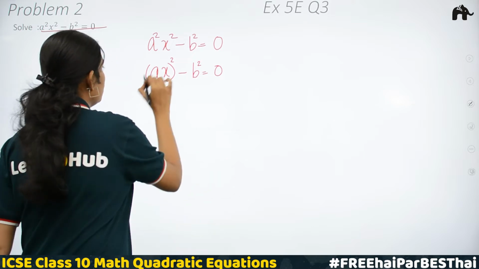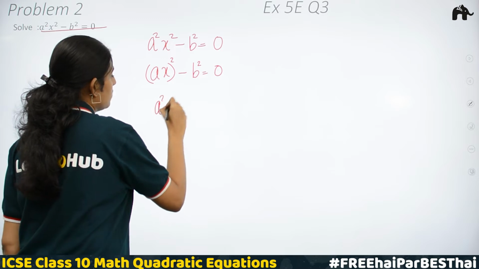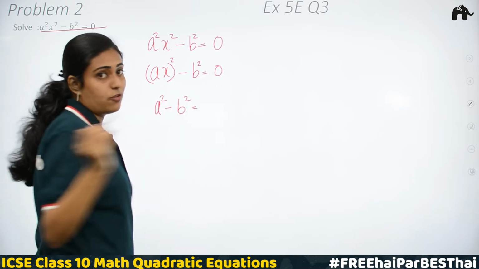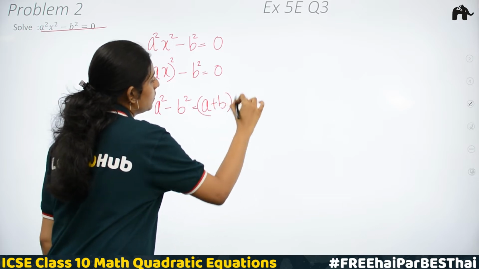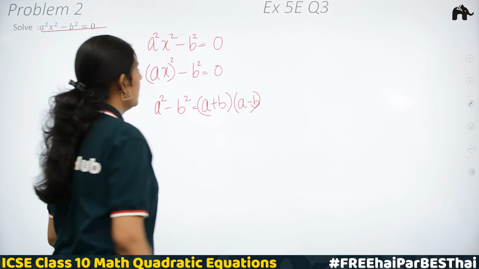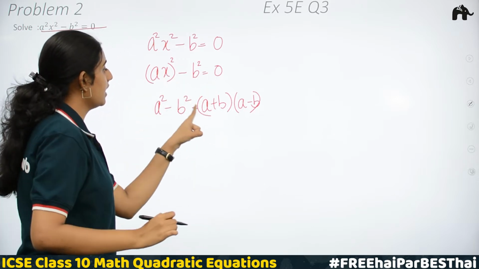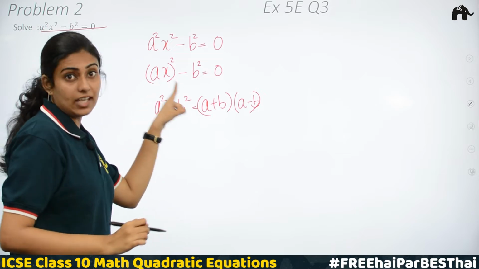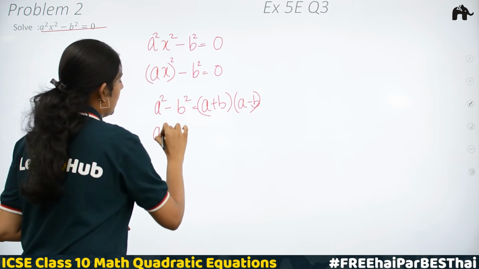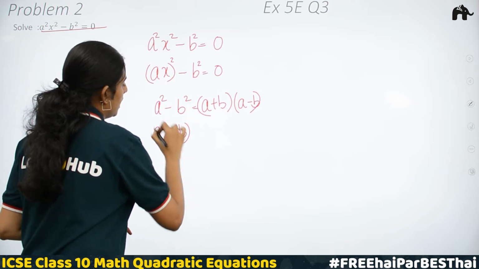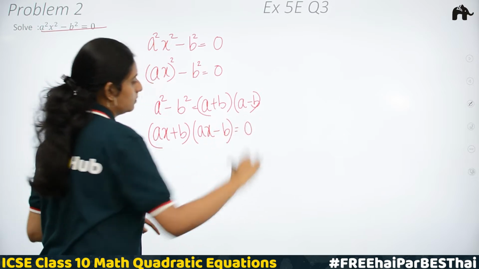Okay. Now, this is of the form a square minus b square. What is a square minus b square? Algebraic formula: a square minus b square is equal to (a plus b) into (a minus b). Now, we can convert this into this form. Here, in the place of a, we have ax. In the place of b, it is b. That is (ax plus b) into (ax minus b) is equal to 0.